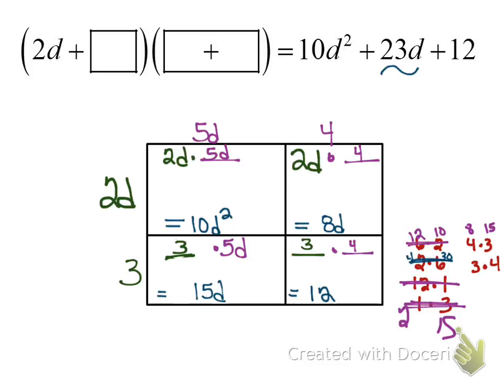So what's my other height? So I'm going to have 2D plus 3. My first width would be 5D plus 4. All right.